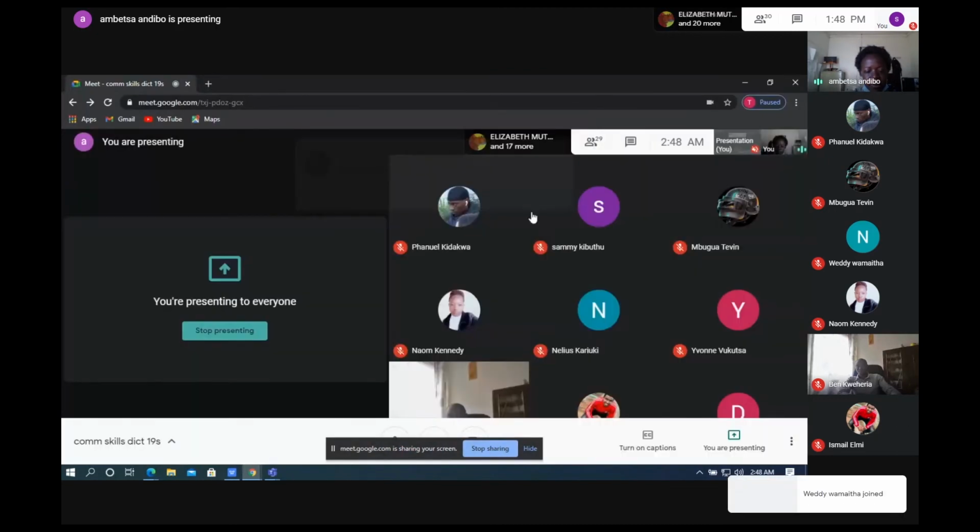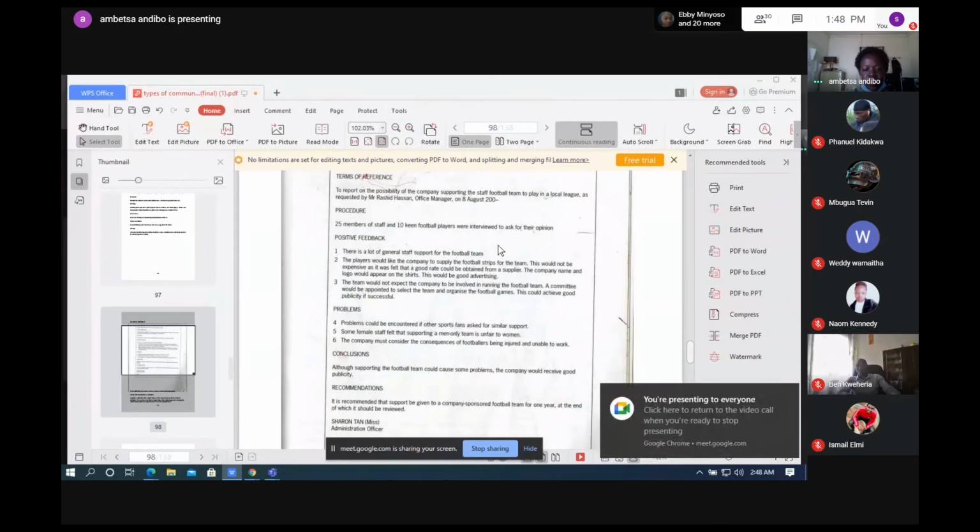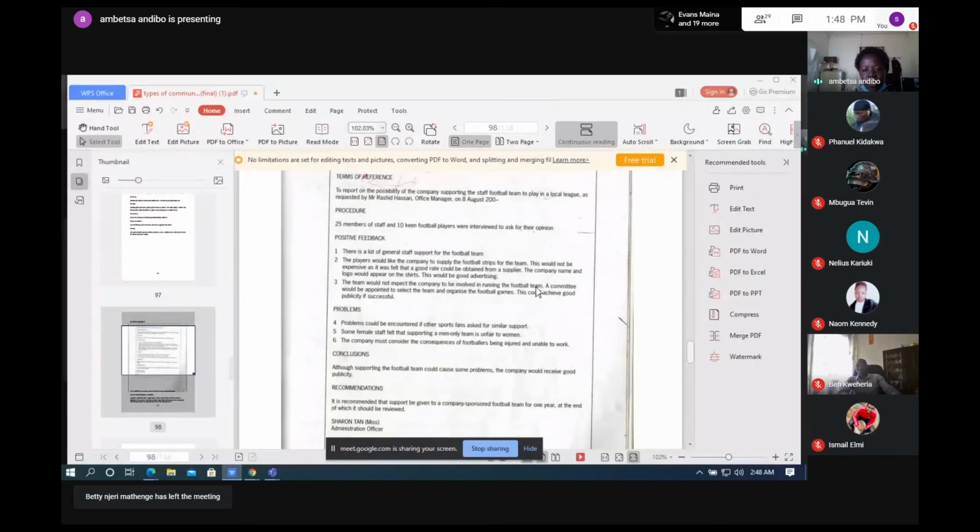For example, recommendations. You have put recommendations there under positive feedback, yeah? So there was a lot of general support for the team, and then the team would expect the company to be involved in the running. A committee should come under recommendations. So I want you people to attempt that.